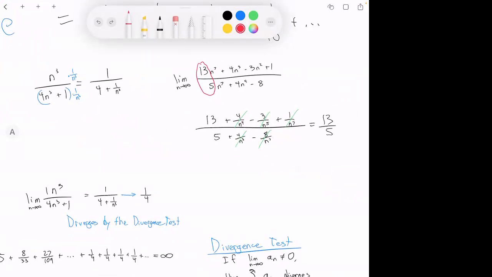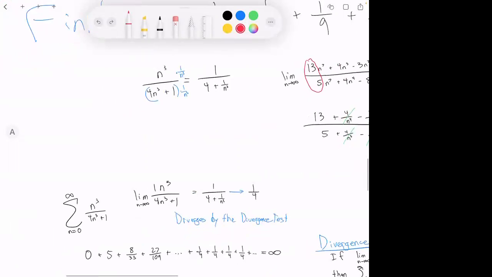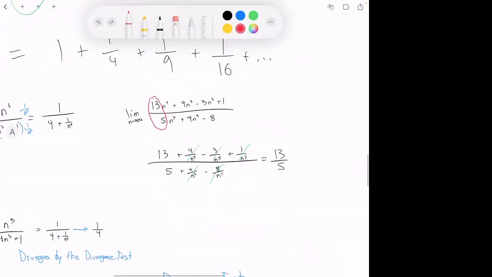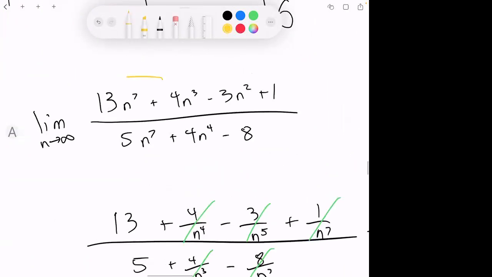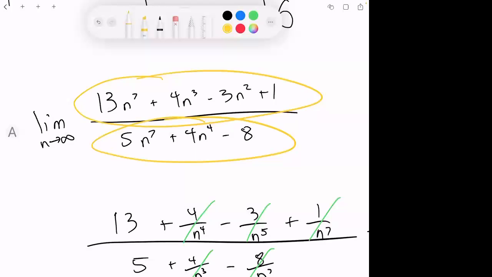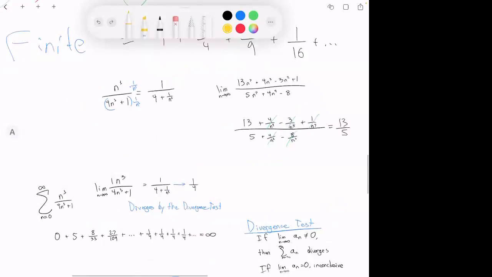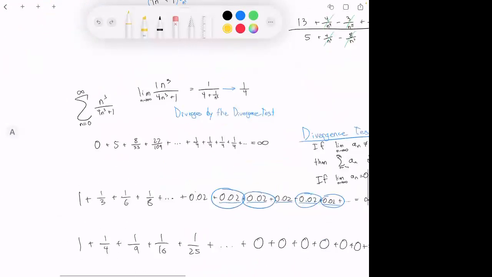Does this method work with most kinds of series though? Well, you can only take the limit like this with the things that I've been saying. I'm talking specifically about polynomials over other polynomials, right? So if it's not like that, then it's a totally different situation. And also I'm only talking about the divergence test, right?